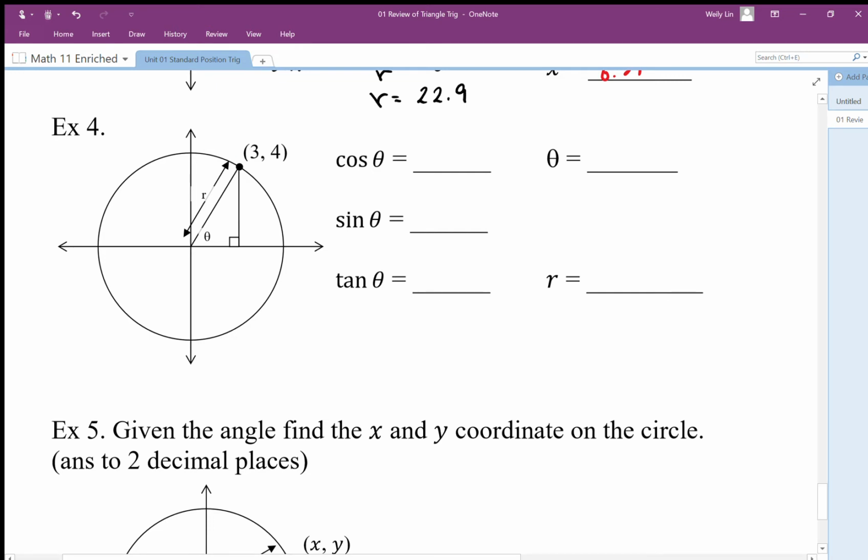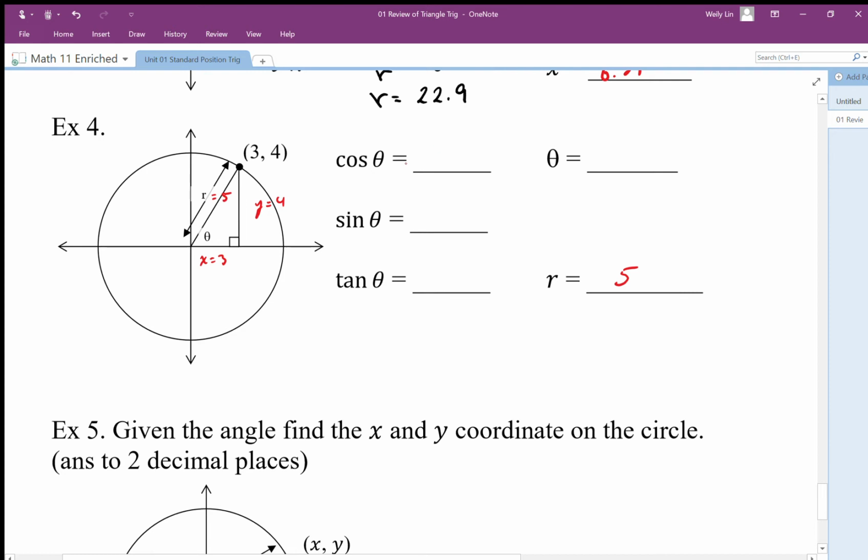So here we know that x is equal to 3, y is equal to 4 based on that coordinate. To calculate the radius, we use Pythagoras, so 3 squared plus 4 squared is going to give us 25, so the radius is going to be the square root of 25, which is 5. Once I have the three sides, I can write down the ratio of the angles.